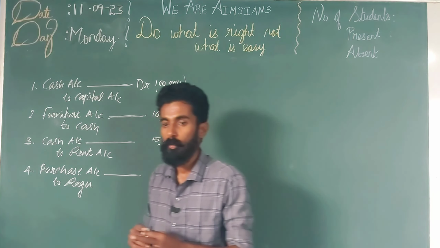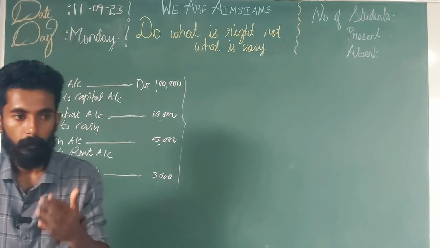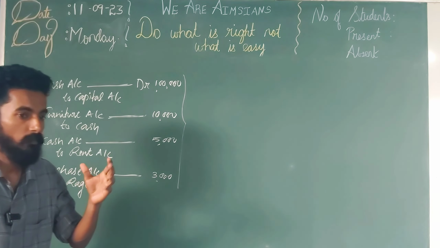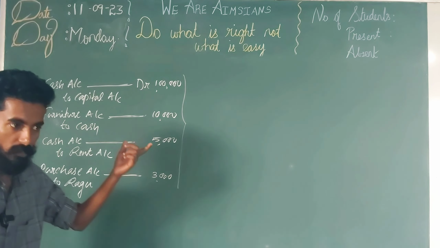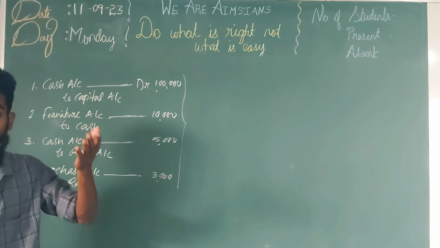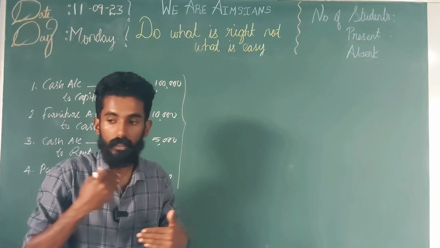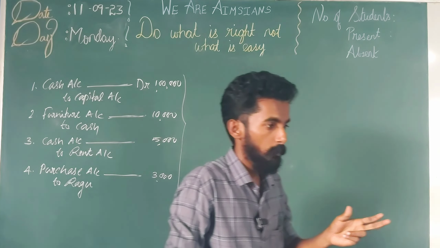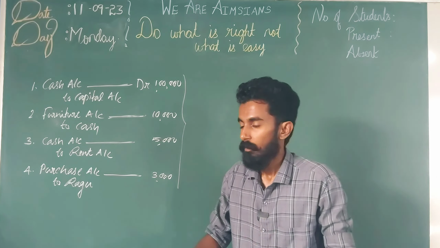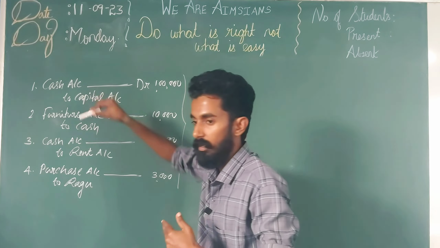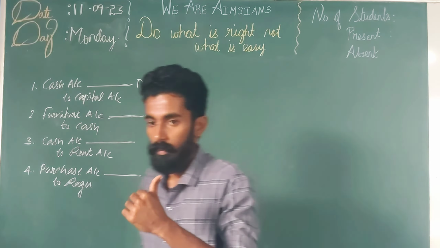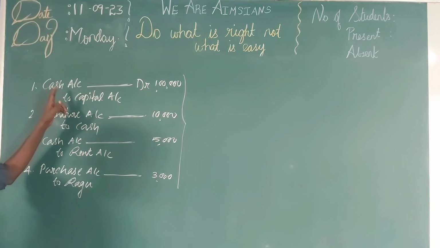Today we are going to discuss how we can prepare a ledger account. Before that, you have to understand very clearly what the business transactions are, and that all the journal entries we need to convert into ledger. We call this process posting. We need to post these journal entries into the respective ledger accounts. How is it possible? See here, the first journal entry is cash account debited to capital account.